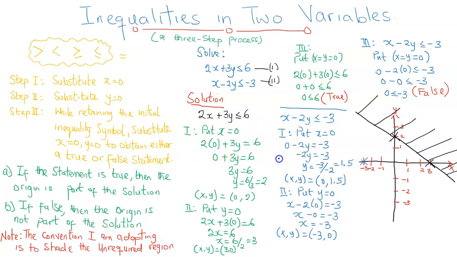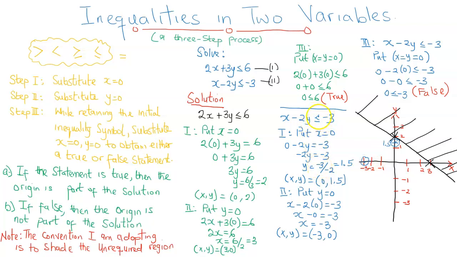The second equation, I'm going to be using a blue ink. So let's plot the coordinates. When x is equal to 0, y is 1.5. So 1.5 is between 1 and 2. So 1.5 is going to be somewhere here. So the coordinates 0, 1.5 is going to be on the y-axis. So I'm going to use a dot and a circle. Similarly, when y is equal to 0, x is negative 3. So here is the coordinates, negative 3, 0.